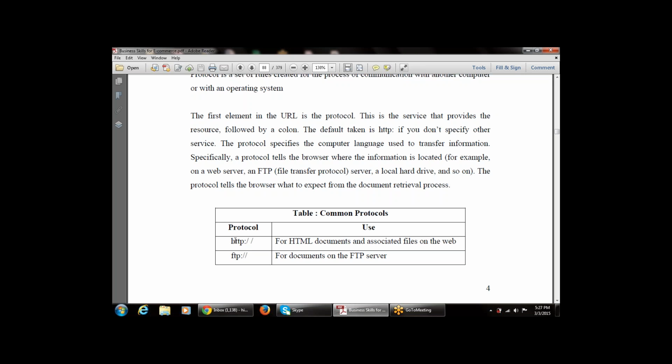This is the protocol, HTTP colon double slash, for HTML documents and associated files on the web. So the HTTP protocol is used for the HTML documents and their associated files that are available on the web. Then FTP, the file transfer protocol, is used for the documents on the FTP server.